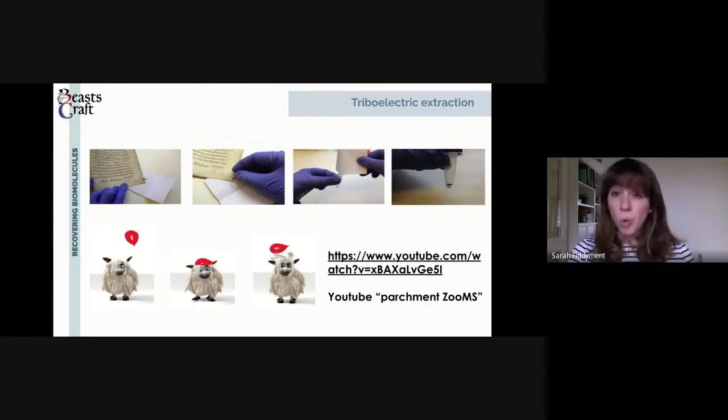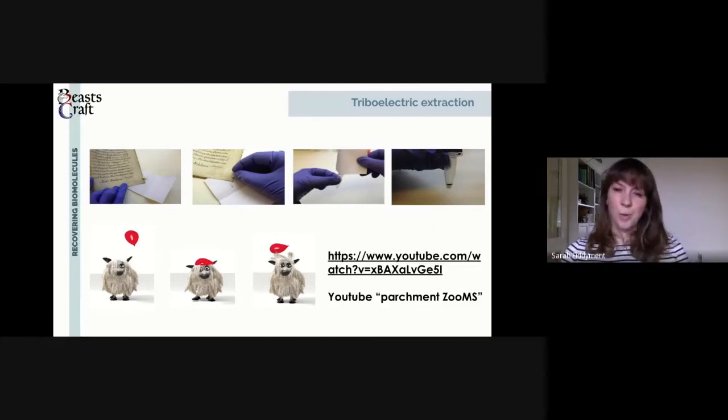And it basically just requires the use of a standard PVC eraser that is approved by conservators and already used by them. The method is based on what we call the triboelectric effect. It involves just gently wiping a piece of eraser very gently across the parchment. And through the electrostatic effect, just like you can see here with the sheep and the balloon, we're able to recover biomolecules, so both proteins and DNA, from the surface. And they effectively get entrapped in the tiny fragments of eraser that are created when we're wiping.